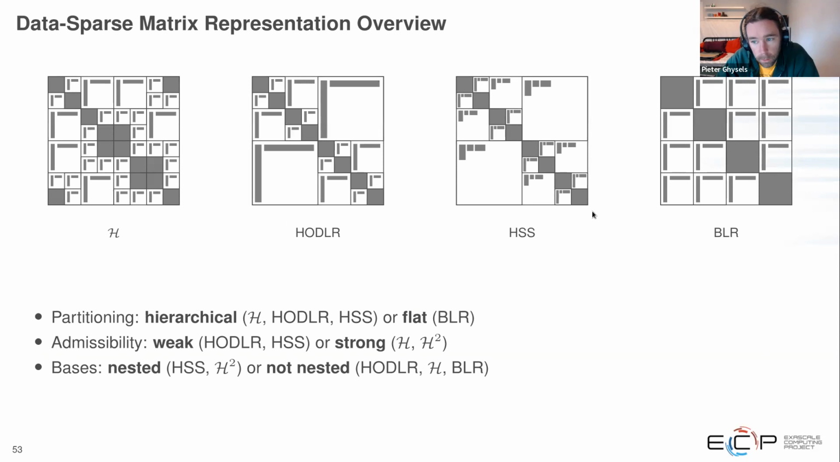So this is again an overview of the different formats. There's H, then HODLR, HSS, and BLR. So in STRUMPACK, we have support for HODLR, that's through ButterflyPACK, and we have HSS and BLR.